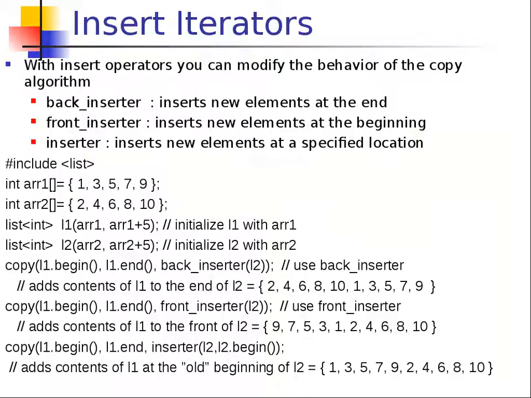All right, so you can use copy. With insert iterators, you can modify the behavior of the copy algorithm. Oh, so you can back insert new elements at the end, insert at the beginning, insert at a specified location. So if you want to back insert them to L2, notice it's taking the elements from the first one and appending to the end. Do front inserter, notice it's taking the front inserter to L2. Wow, it's putting them in backwards, but in the beginning. Okay.